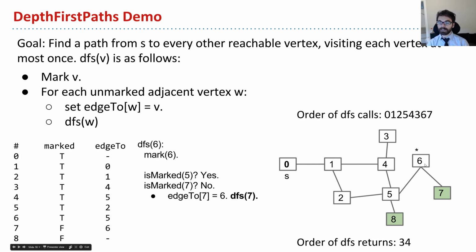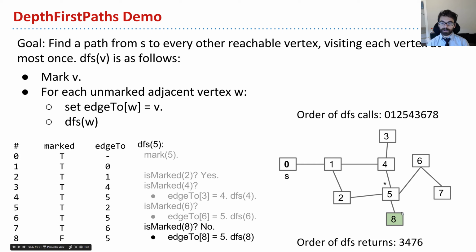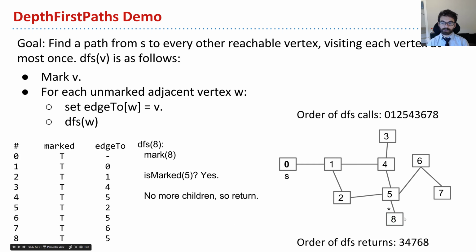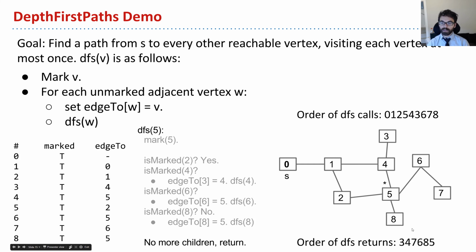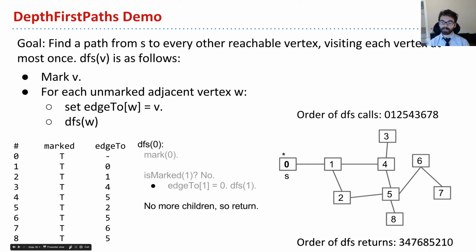So here's 6. Then we go to 7. All right, at that point, we're done with 7. We return. Okay, how about 8? Well, in this case, we still have one more unmarked neighbor, which is 8. So we go to 8, mark it, and we set the edge 2 to 5, and then we do a bunch of returns. And so finally, we finished this entire graph processing process.